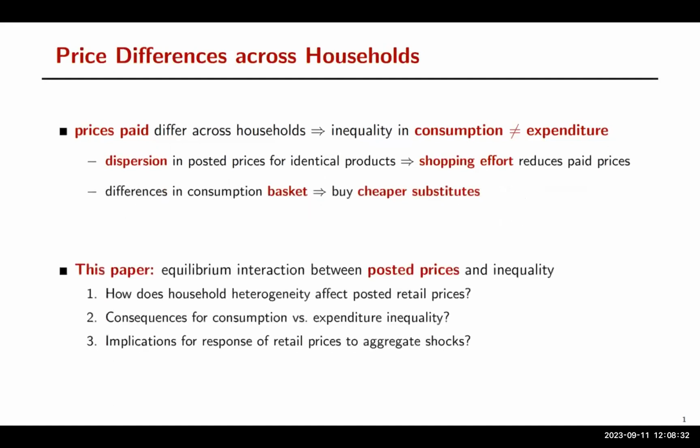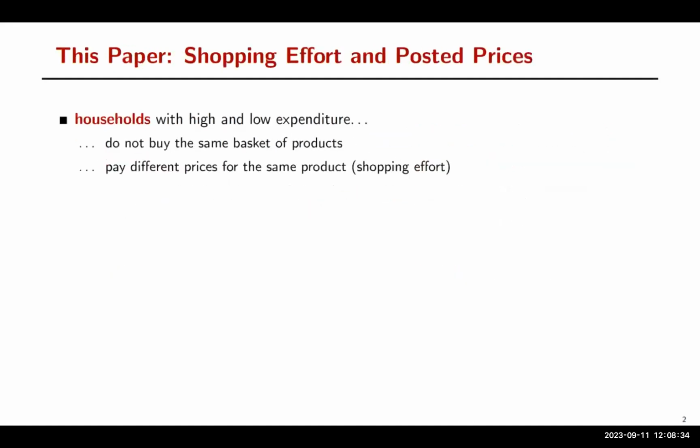But thanks for that. It's good to clarify that. So let me give you the key mechanism of the paper in one slide. This is the intuition I would like you to take away from this. Start from these two observations: households with high and low expenditure don't buy the same basket of products, and they pay different prices for exactly the same product because they differ in their shopping effort. They differ in how many visits to stores they make to purchase the same number of items.